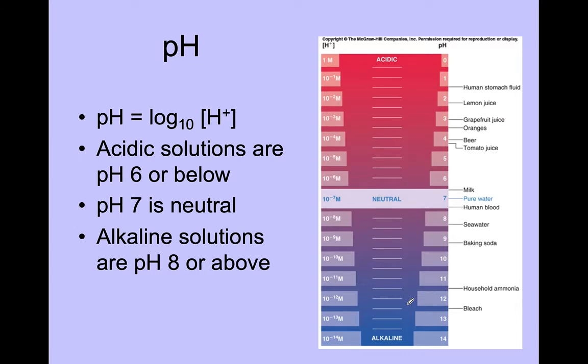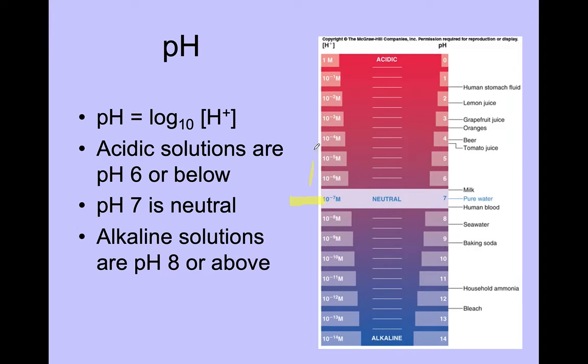So we measure this concentration of hydrogen ions in a scale called the pH scale. And I'm sure many of you are very familiar with it. It's from 0 to 14, and our neutral is 7. So anything with a pH of 7 is considered fairly neutral. The closer to 7 you get, the more neutral the solution will be.